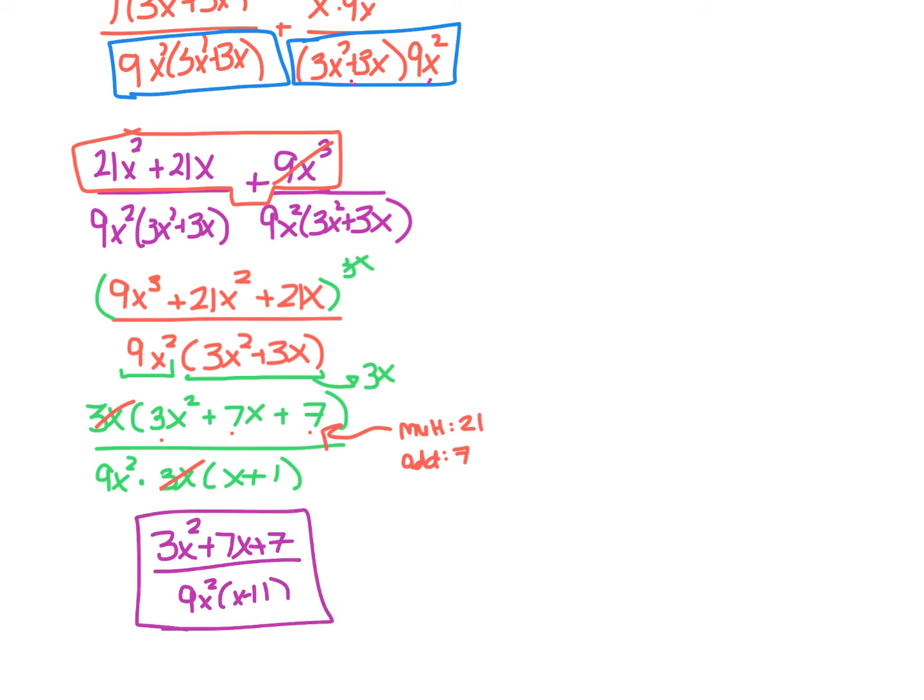Now before I can be completely done here, I do have to note any x values that cannot be used. Because I crossed off this 3x in the denominator here, I do need to note in my final answer that x cannot be equal to 0.